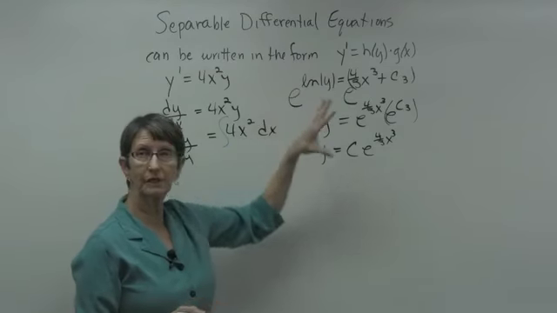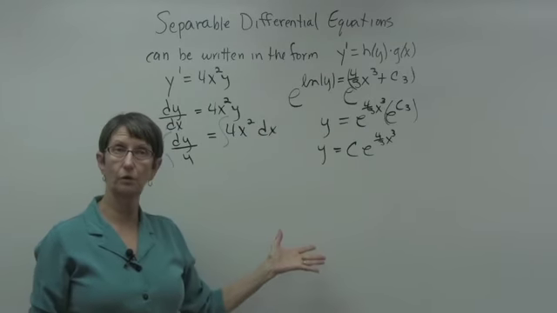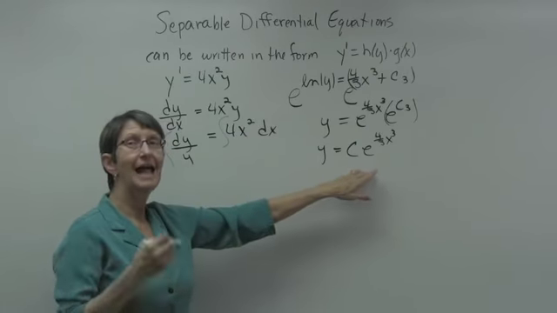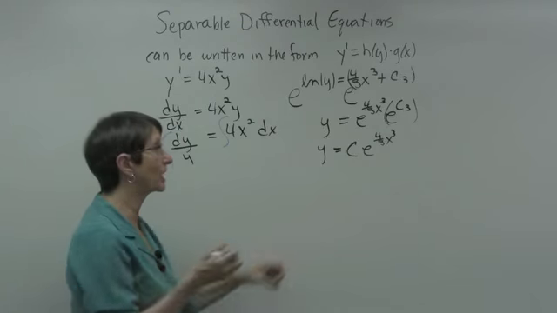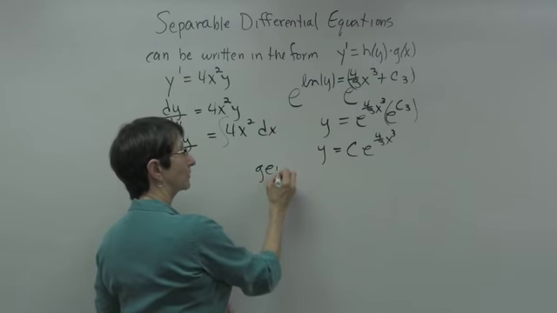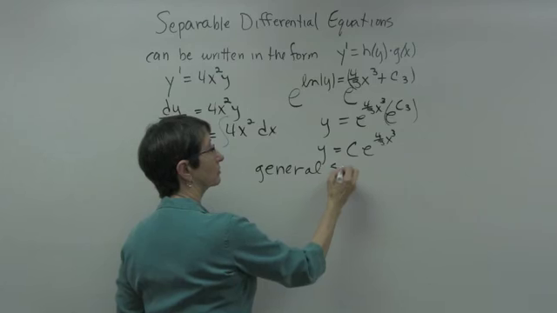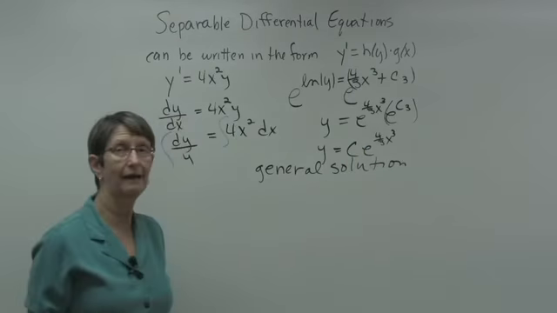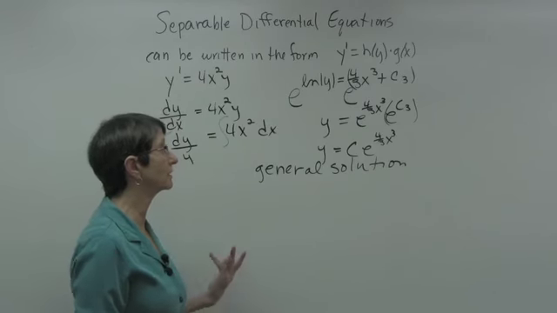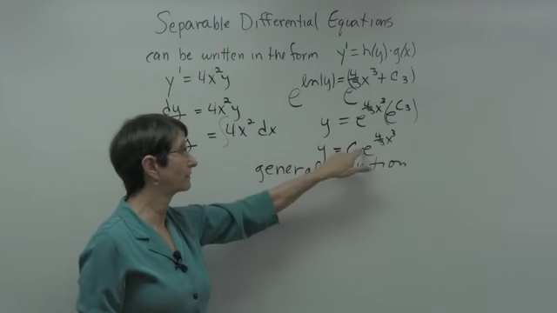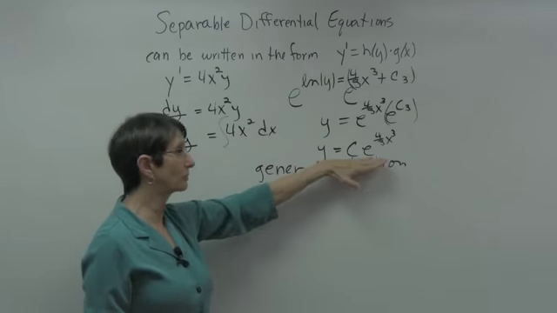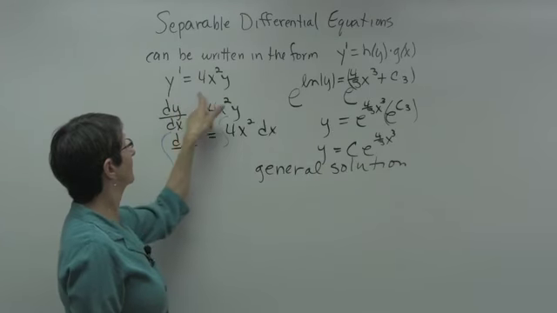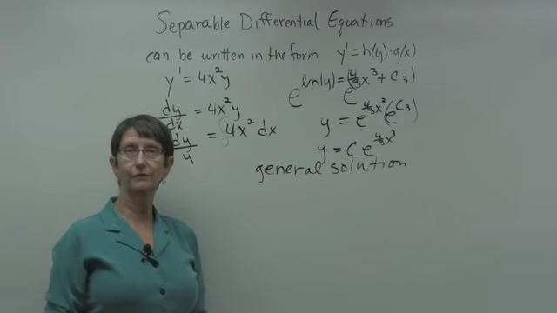I don't have an initial condition. This is just the function that I have to work with. And so this is a solution. This is the general solution to my differential equation. It's called a general solution because it takes into account every possible C you could have. A particular solution comes from an initial condition where we have to solve for C. But this is the general solution, the solution to that differential equation.